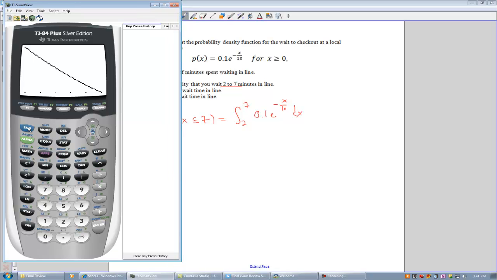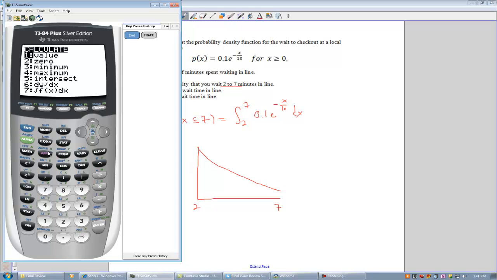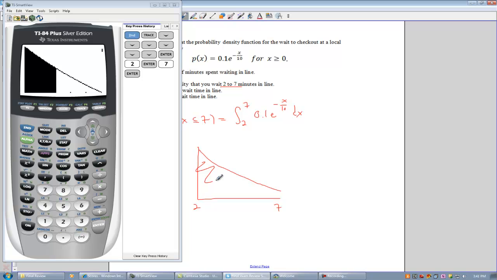To find the area, I hit second trace. It looks like this. I'll show some work. I hit second trace, and I go down to number 7, which is the integral of f of x dx. I hit enter. It says lower limit, that was 2. Upper limit, which was 7. Hit enter. It's going to shade in this region, and it's going to spit out my answer.